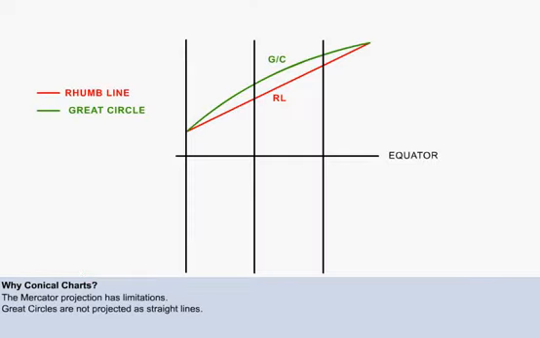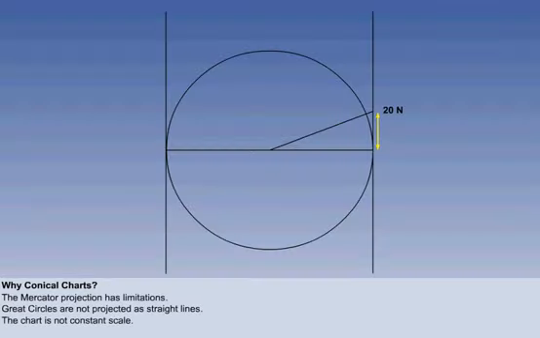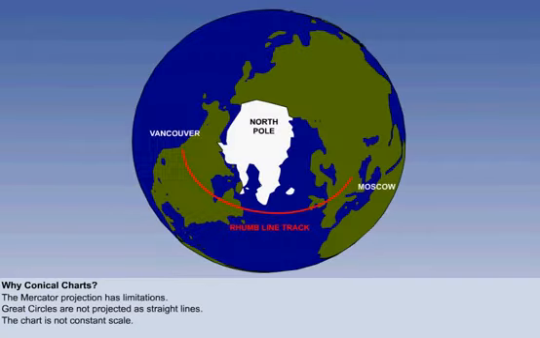Firstly, great circles are not projected as straight lines. Secondly, the chart is not constant scale. Indeed, scale changes quite rapidly on a Mercator chart. Navigators wished to maintain rhumb line tracks for the first 400 years or so of the life of the Mercator chart, because they were steering by compass, and therefore needed to have a constant track direction.